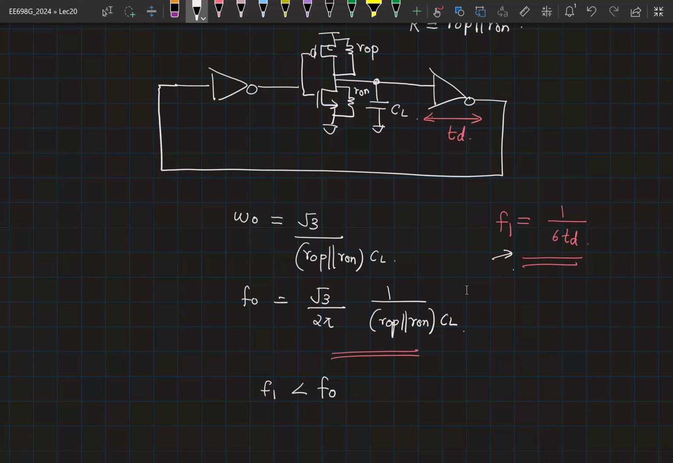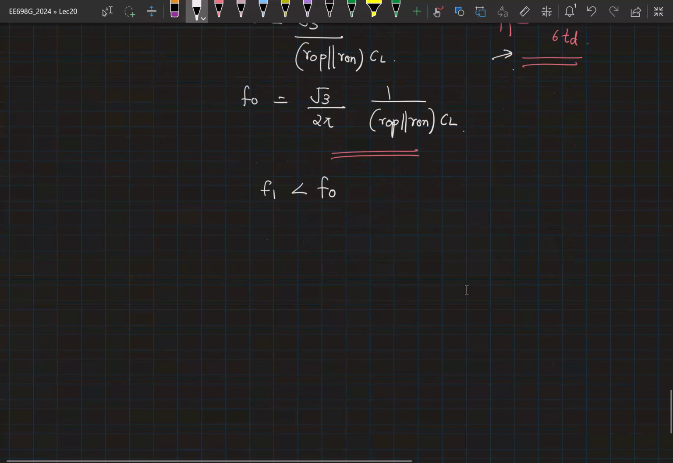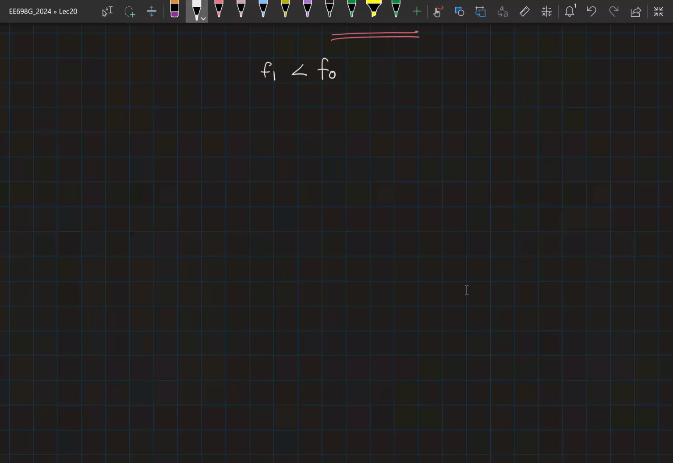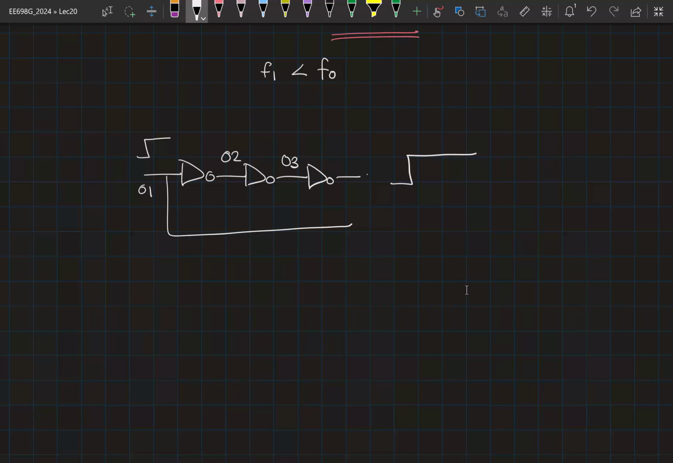From where is 1/6 TD coming? Okay. So let's say I took three inverters like this, right? If I assume a rising edge here, so this is, let's say, O1, O2, O3, I will connect like this, same as O1.